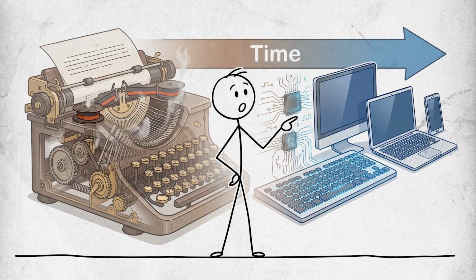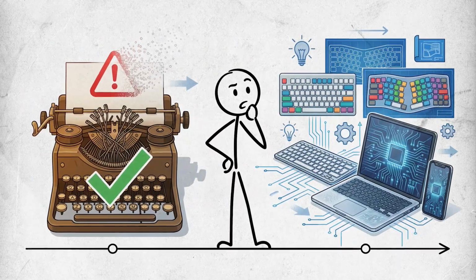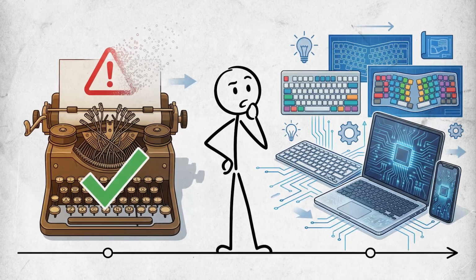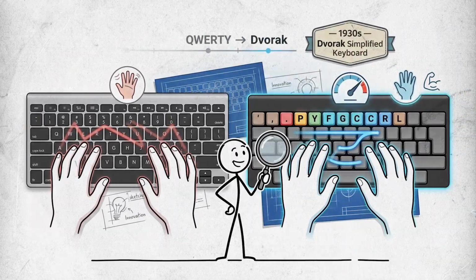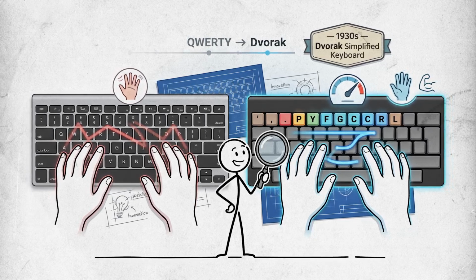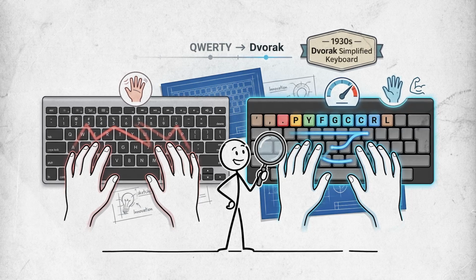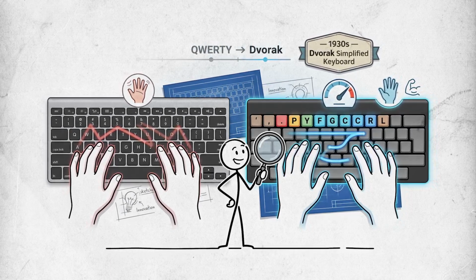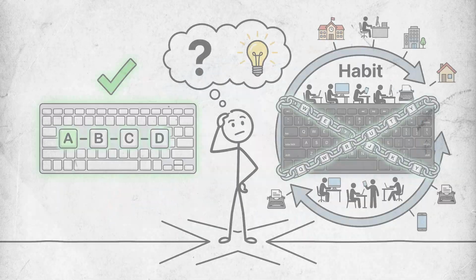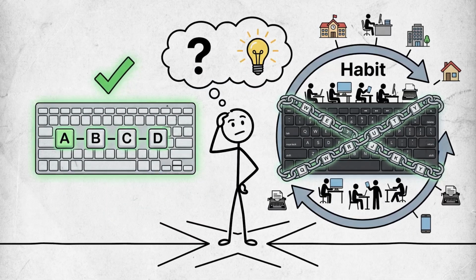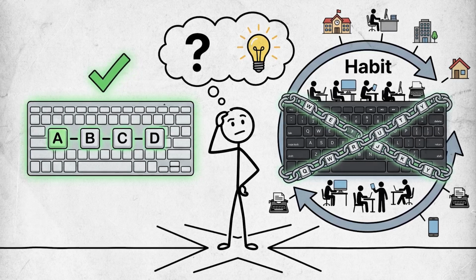As decades passed and electronic devices replaced mechanical hammers, the physical jamming problem vanished. People even designed better, more efficient layouts. For instance, in the 1930s, the Dvorak simplified keyboard was invented. Research shows that typing on a Dvorak layout is faster and causes less finger fatigue than QWERTY. This brings up a big question. Once jamming was no longer an issue, why didn't we switch back to a simpler layout?